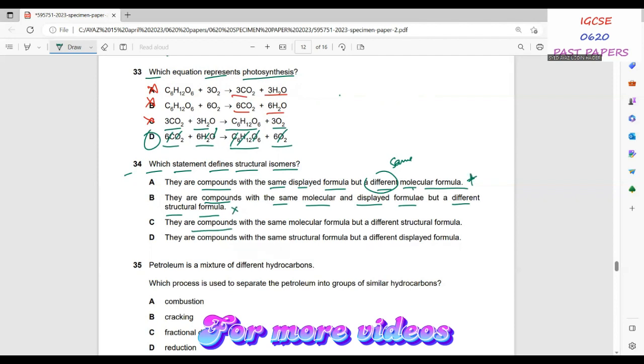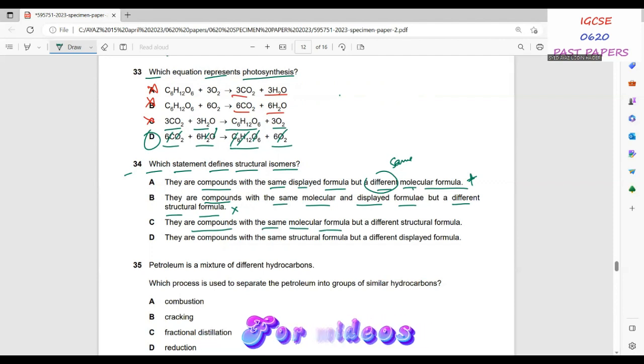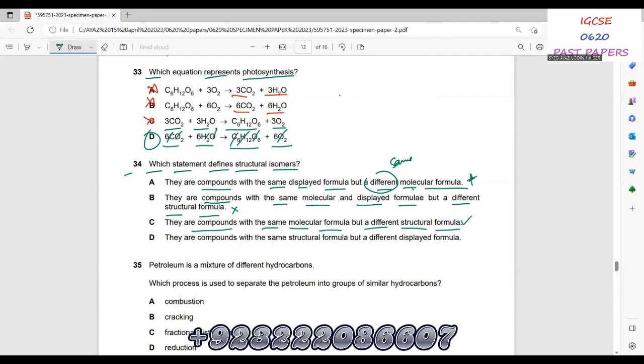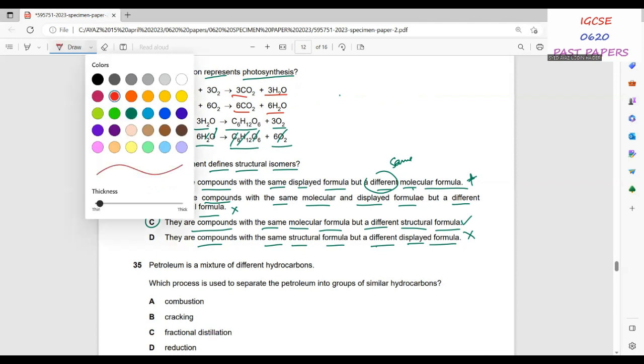C. They are compounds with the same molecular formula but different structural formula. This looks correct to me. D. They are compounds with the same structural formula but different displayed formula. This is again wrong. So the only choice which is correct here is C. Other choices are incorrect.